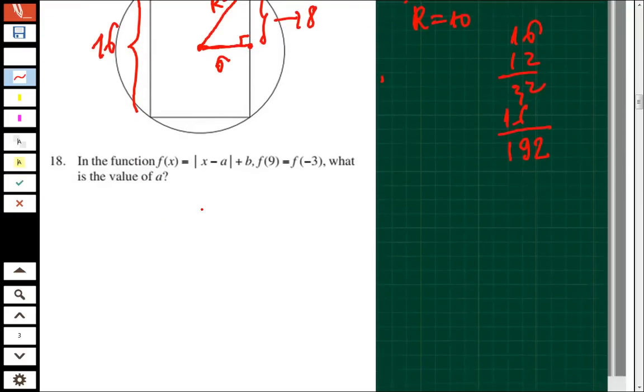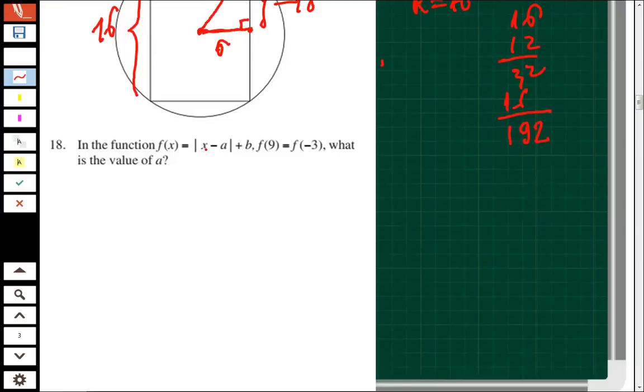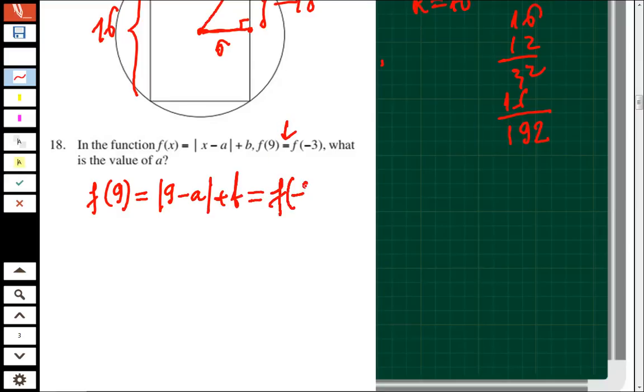The last question. The function f(x) equals the absolute value of x subtract a plus b. The value of the function when x equals 9: f(9) equals the absolute value of 9 subtract a plus b, which equals f(-3) equals the absolute value of minus 3 subtract a plus b.